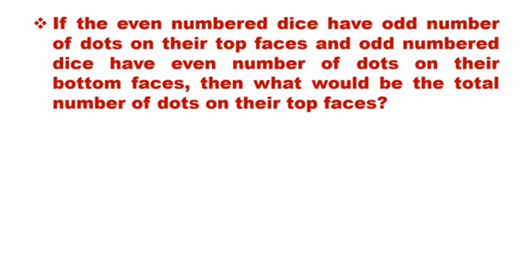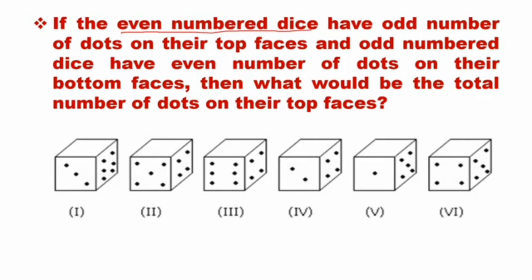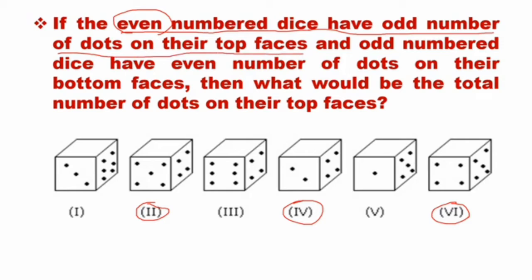So we can move on to the question. If the even number dice have odd number of dots on their top faces, so we have to think about even numbered dice. These are the dice, and we have to think about even numbered dice. What is even numbered dice? This one is even, this is even, and this is also even numbered dice. That is 2, 4, 6. So they have odd number of dots on their top face. In the case of 2, then 4, and 6, that will be odd. In the top face it will be odd. That is given in the question.